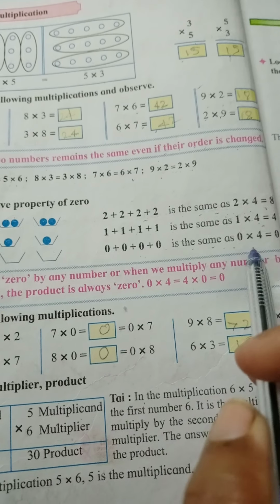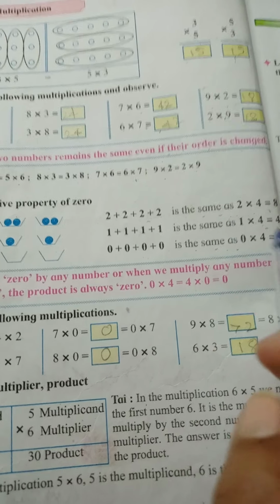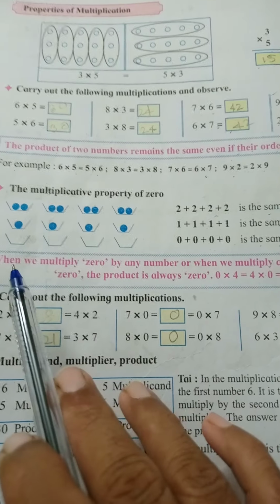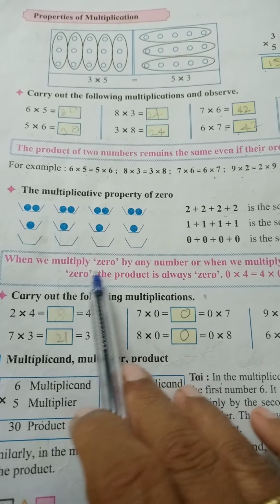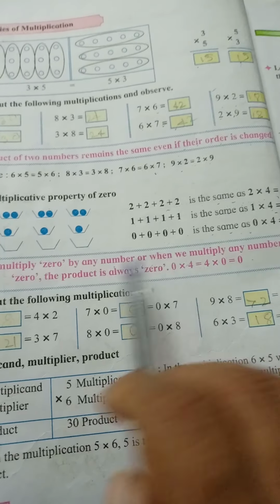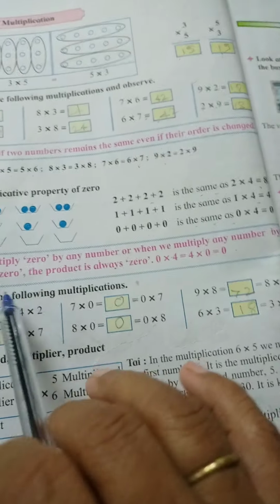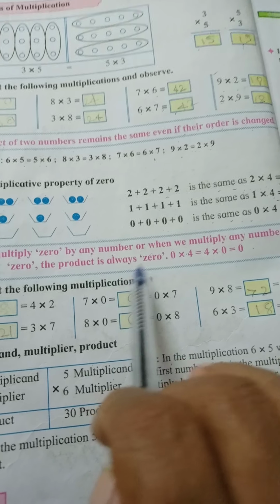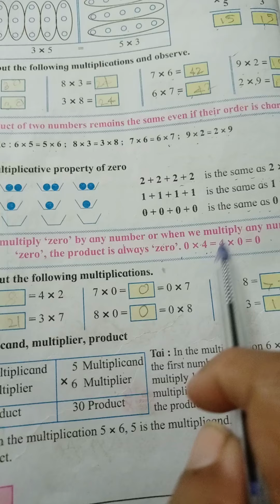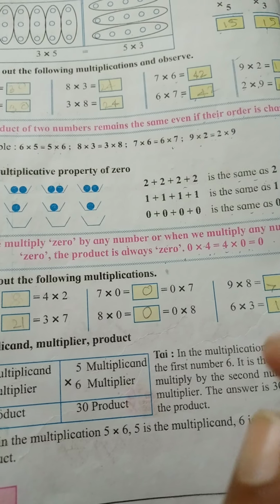So 0 multiplied by 4, how many will we get? 0 only. And 4 multiplied by 0, how many will we get? 0. Then look here. When we multiply 0 by any number, or any number by 0, the product is always 0. So 0 multiplied by 4 is equal to 4 multiplied by 0 is equal to 0 only. The answer will be 0 only.